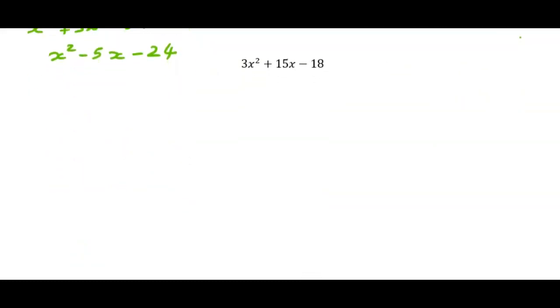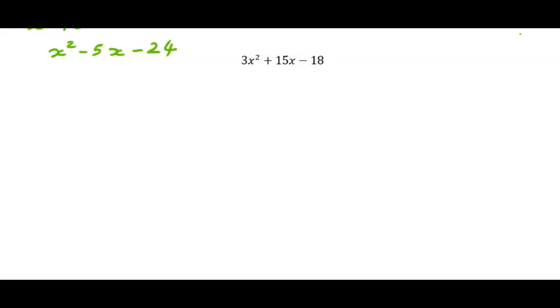So 3x squared plus 15x minus 18. Now, before we go ahead and factorize this expression, the first thing I can notice in this question is there is a common factor involved amongst the three terms, and that common factor is 3.